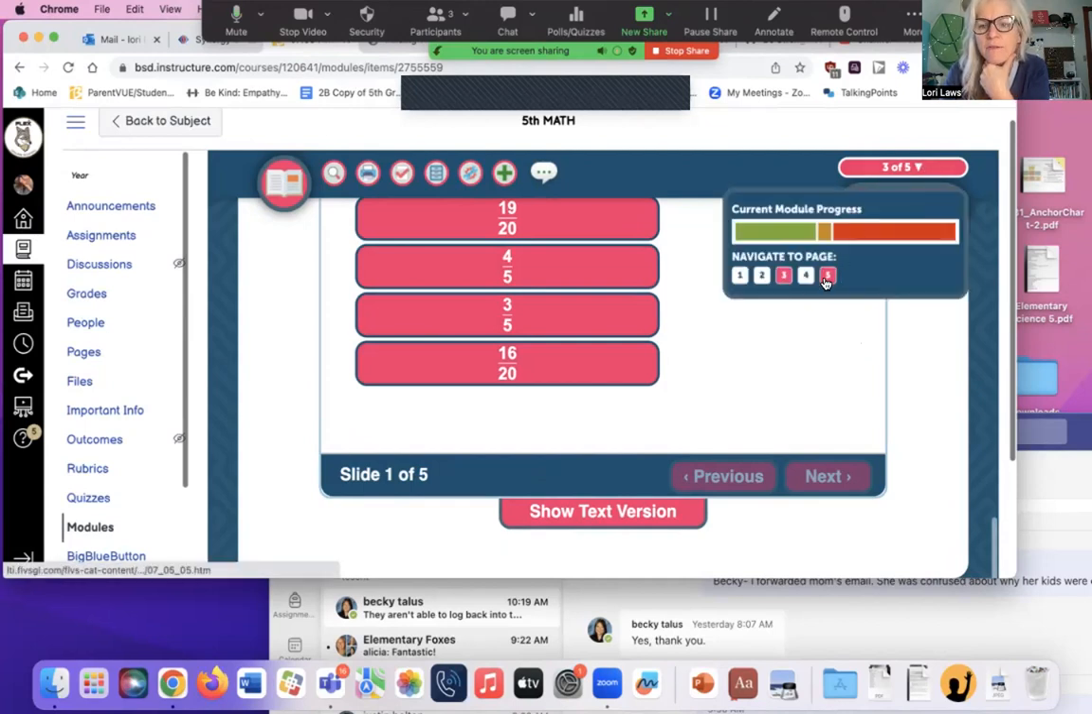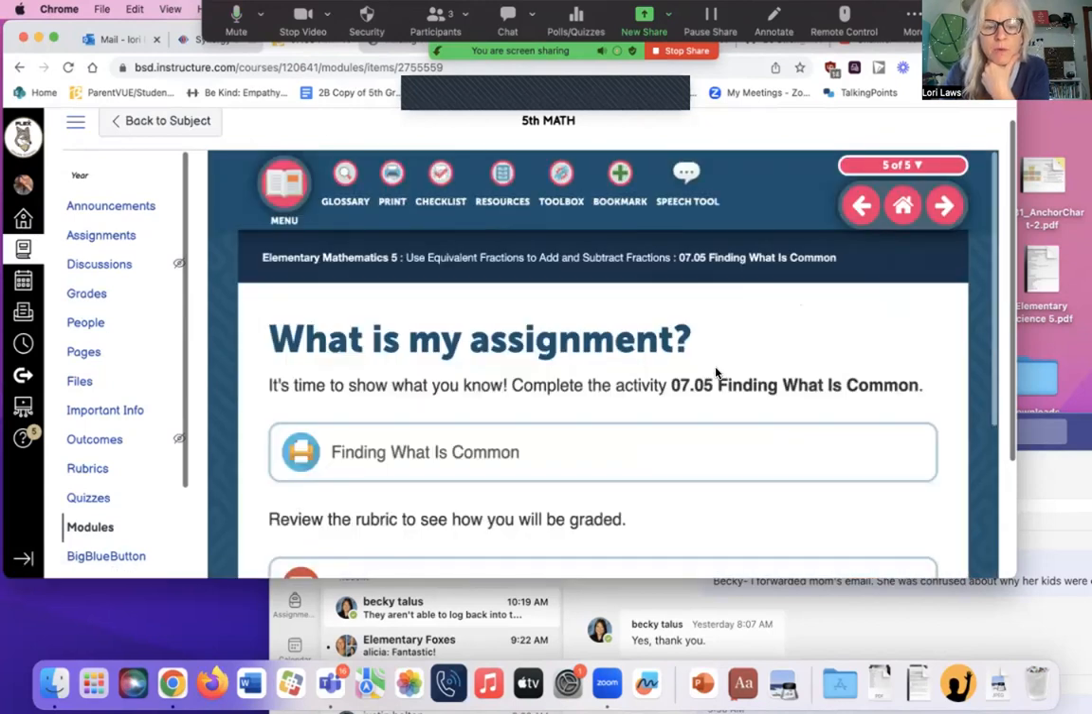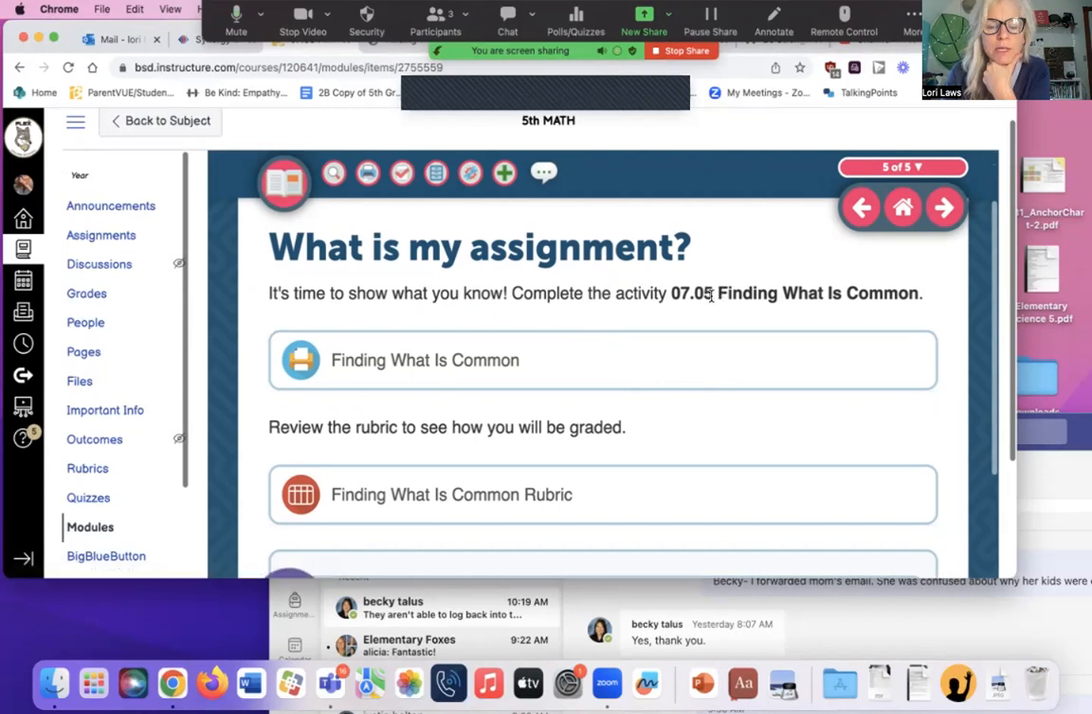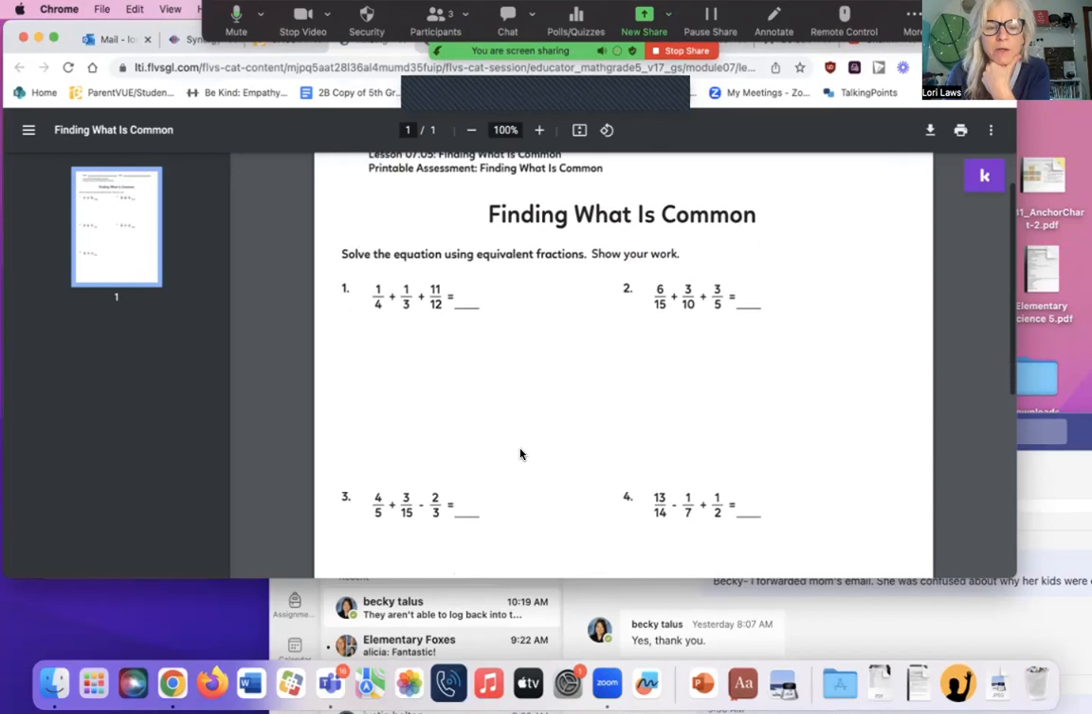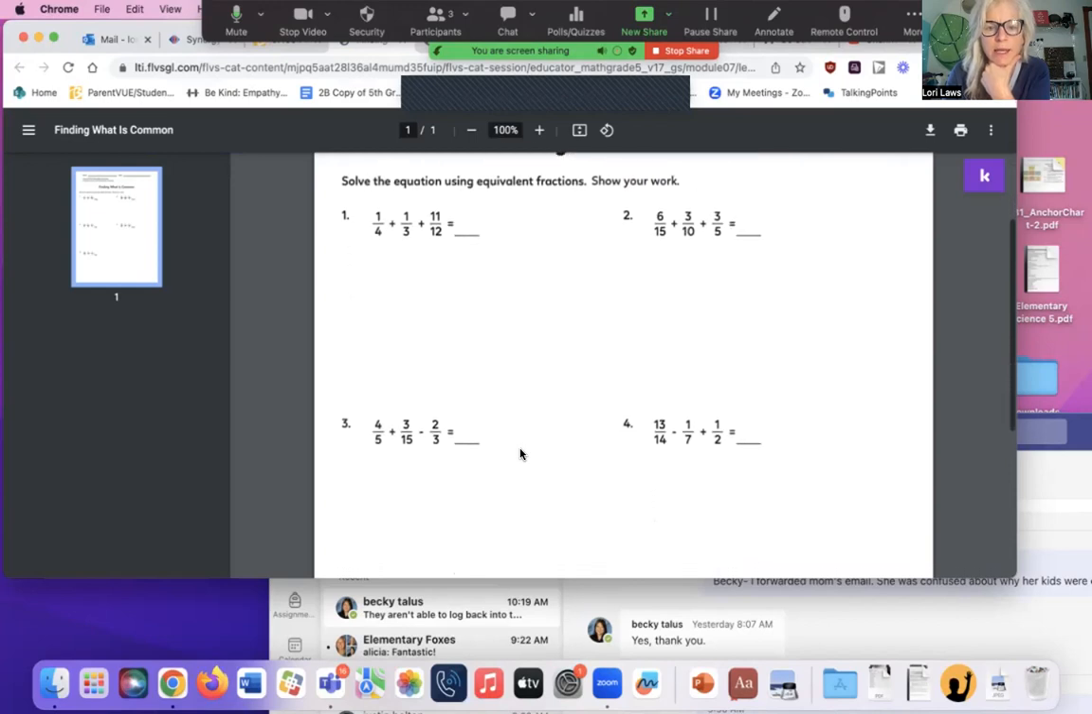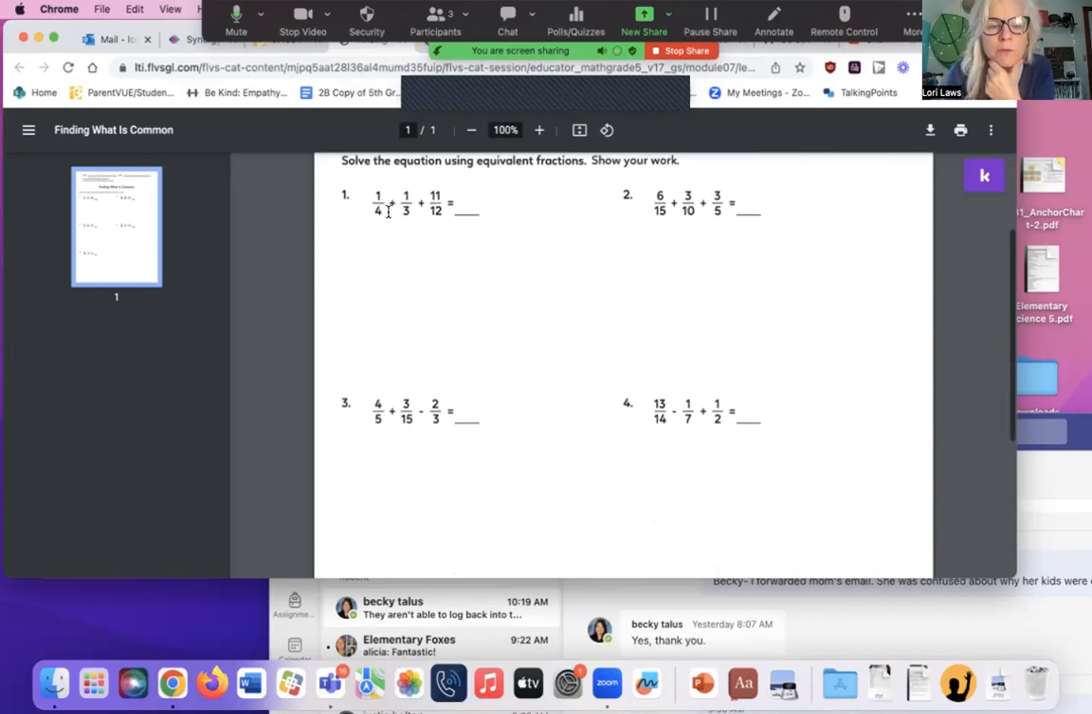On page 5, it says, what's my assignment? Do the assignment 7.05, finding what is common. And here's the worksheet. You can save and work on it. So if you look at our first one, we have a 4, a 3, and a 12. That's pretty easy, and it's all addition. So we're going to change them all into 12ths.